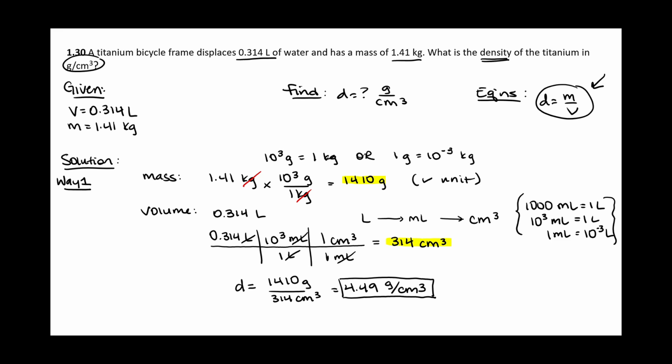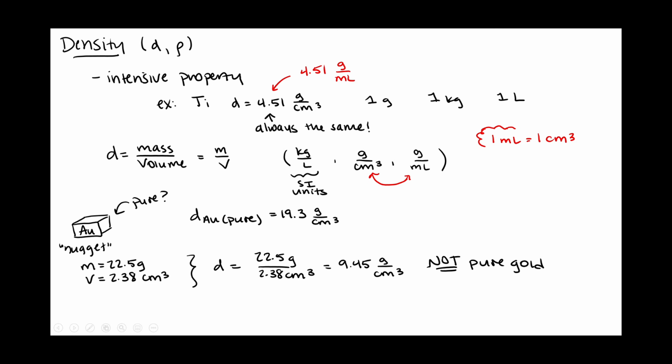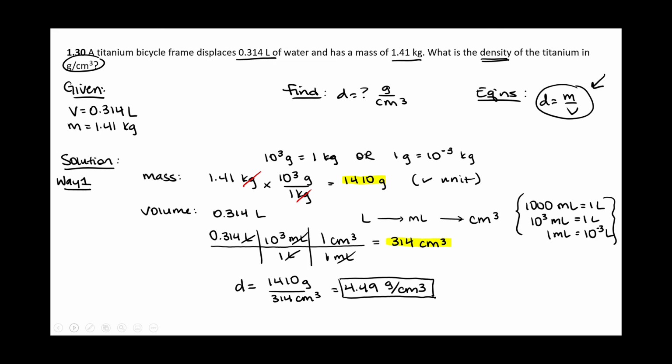And if we compare that, I had given you the density of pure titanium is 4.51 grams per centimeter. So this is actually a very good measurement. Whoever took these measurements was very, very close to the true density of titanium. Now I told you I would show you a second way that we could have solved this, doing everything in one step.